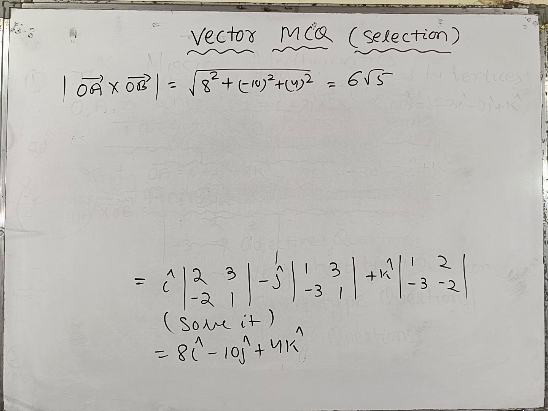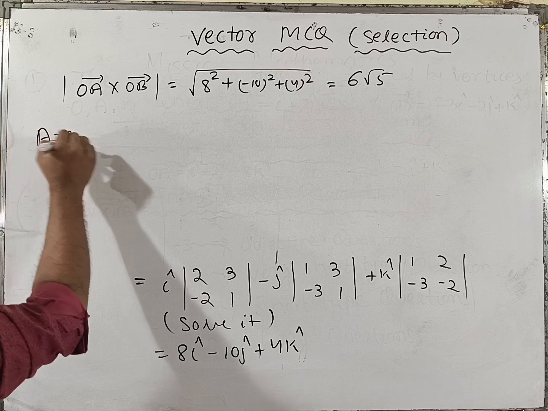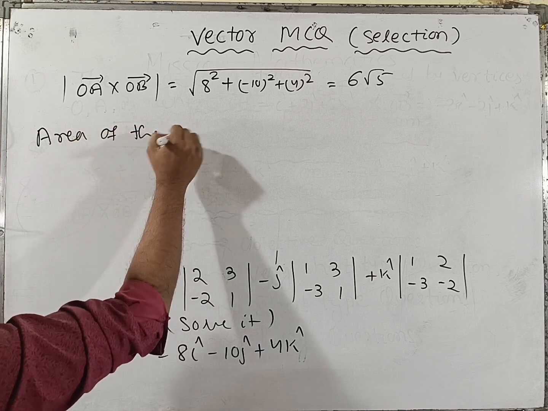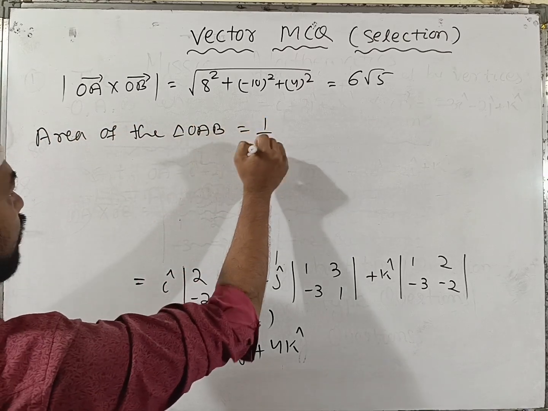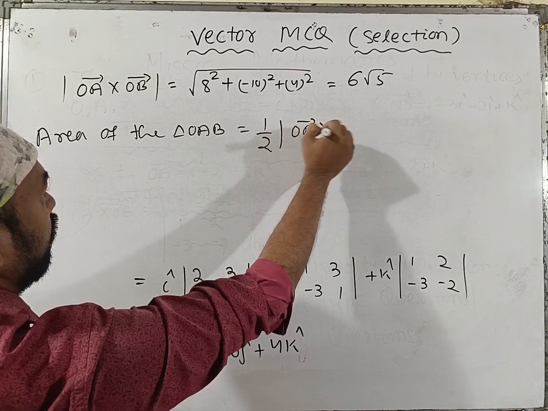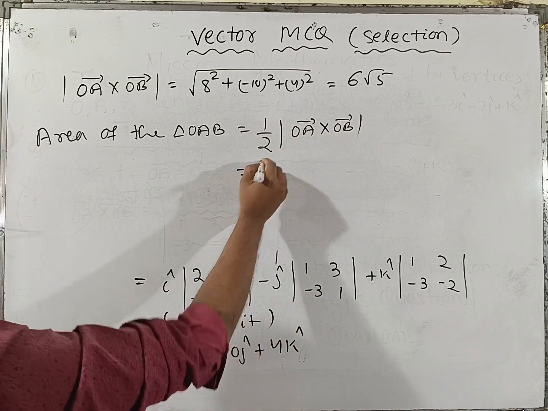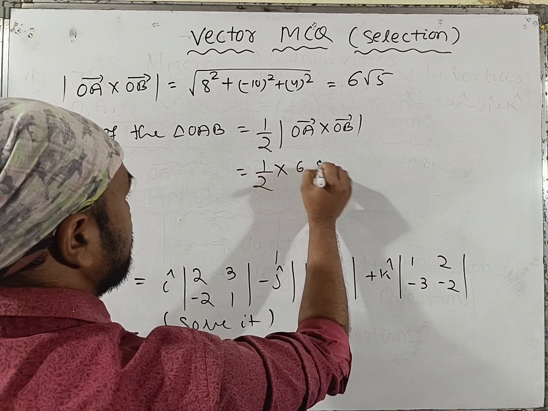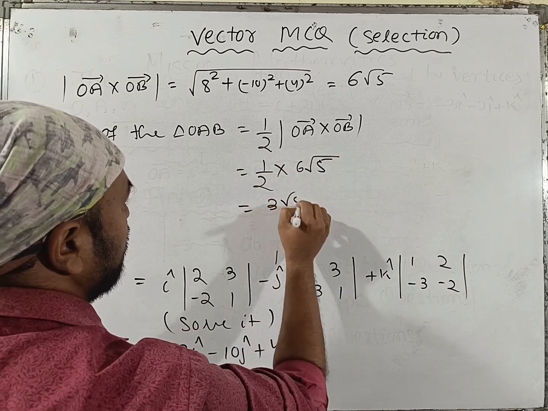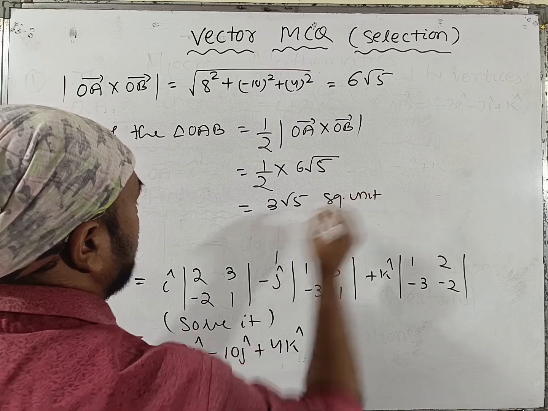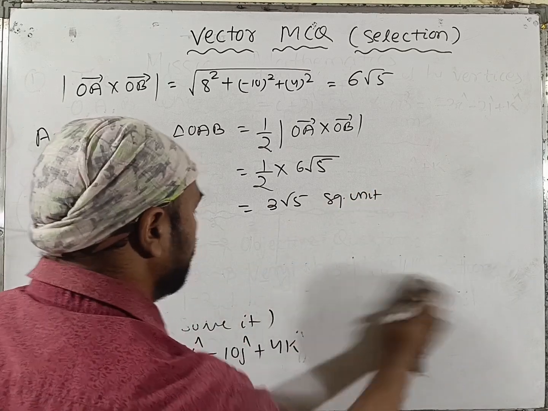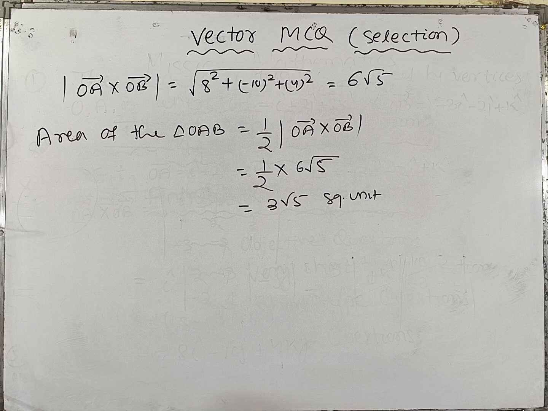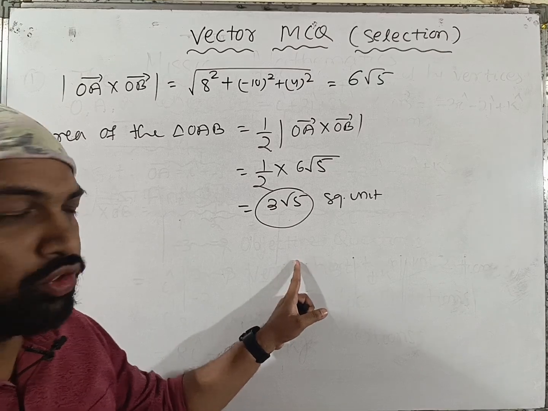Then you have to find out the area of the triangle. Area of the triangle OAB is equal to half of the magnitude of the cross product of OA vector and OB vector, and it is 6 root 5. That means it is 3 root 5, and again you have to write down here square unit. So here it is the answer. You have to choose the appropriate answer from your 4 given options.